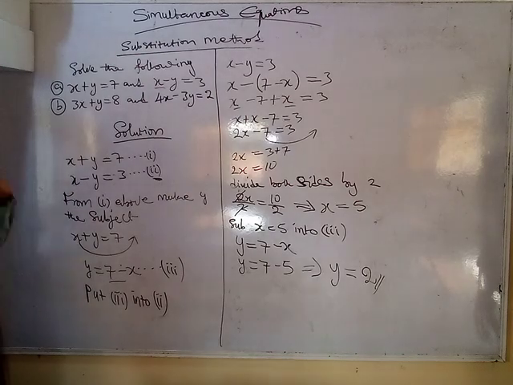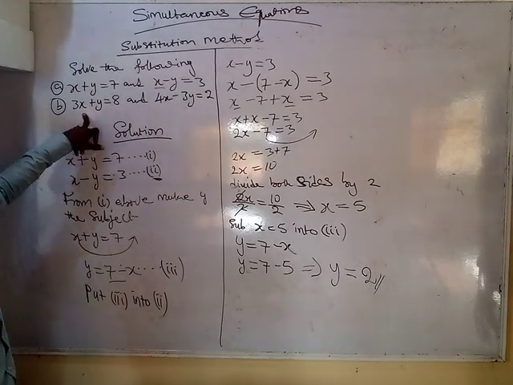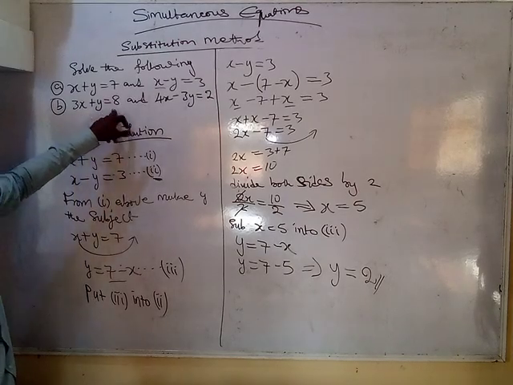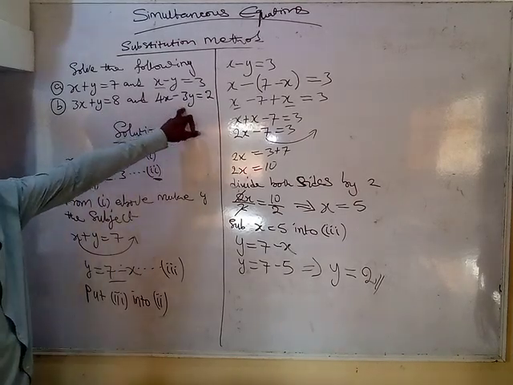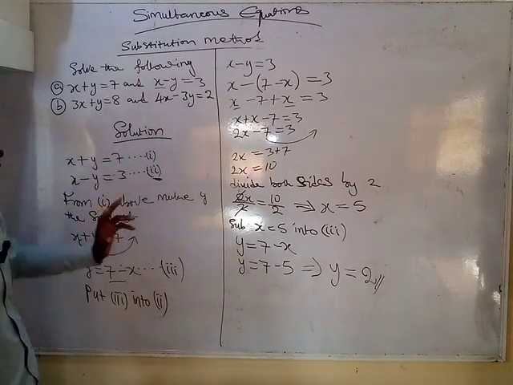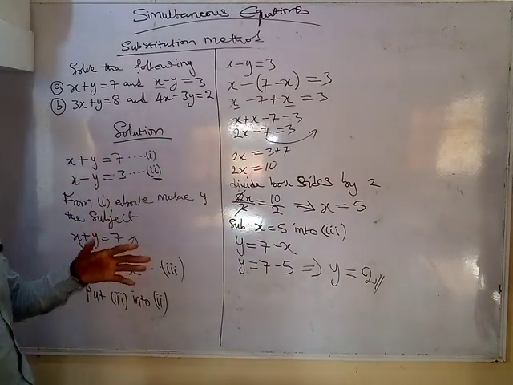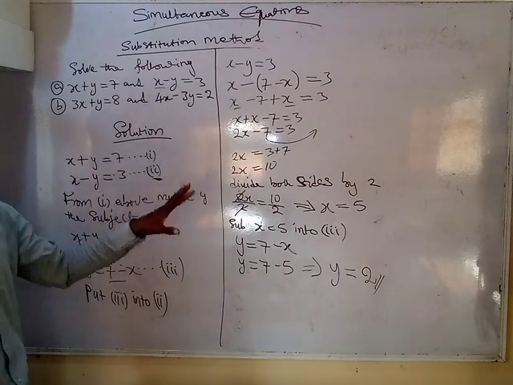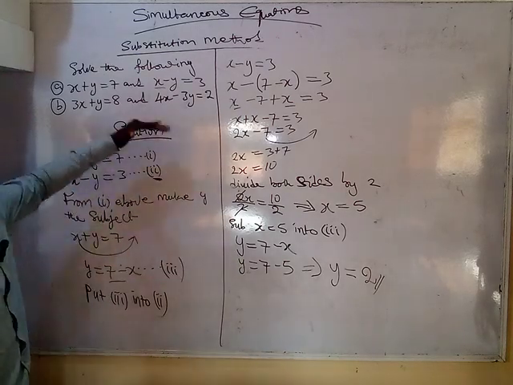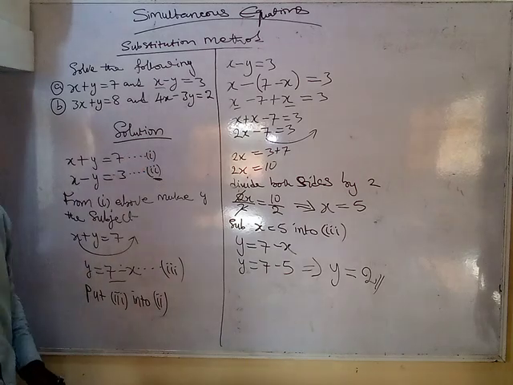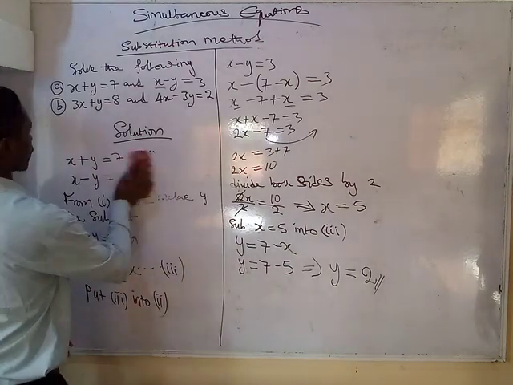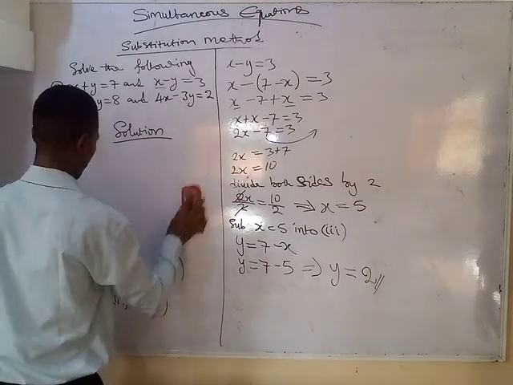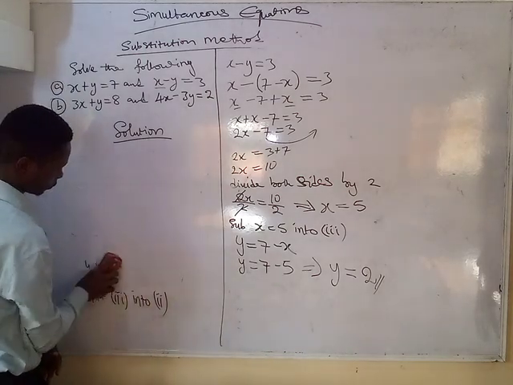So for the second question, we have 3x plus y equals 8 and 4x minus 3y equals 2. You can always rewind the video to check out what I've already solved. So for now, I'll wipe this off so I can solve the second. And you can also leave your questions in the comment section, if any.